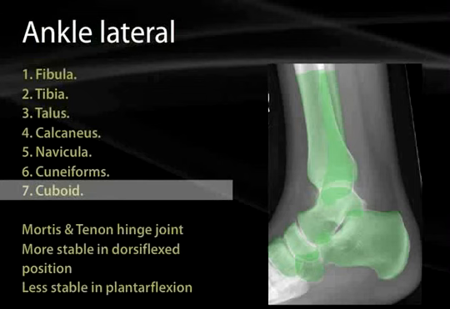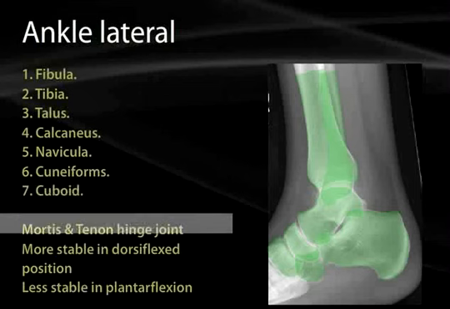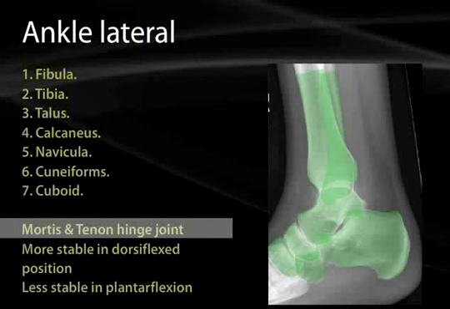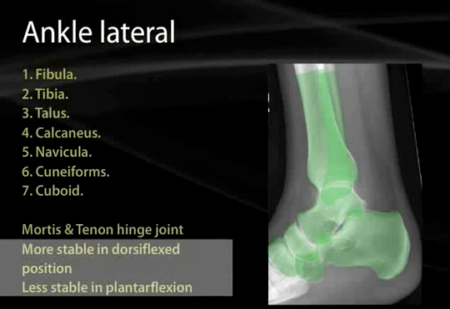The cuboid is going to be the square-shaped bone, and it will be more lateral, whereas the cuneiforms will be more medial. This is a mortise and tenon joint, which is a woodworking term for a well-connected joint. It is wider on the talus in the anterior position than it is in the posterior portion of the talus. Therefore, the ankle is less stable when you're plantar flexed than if you're dorsiflexed.